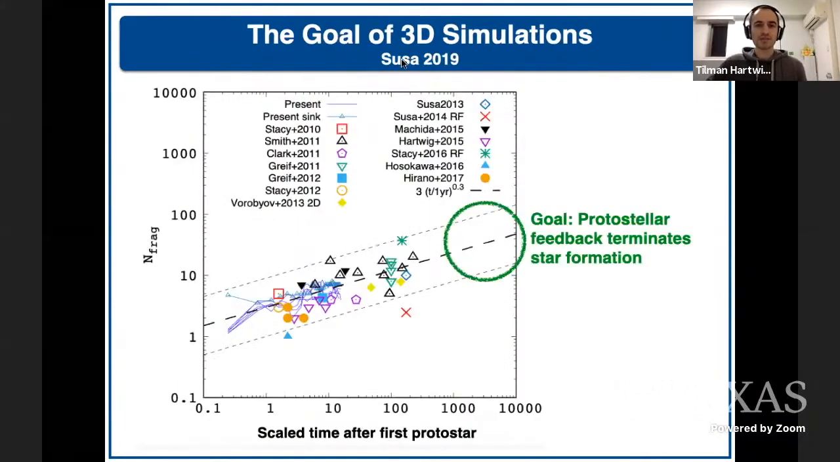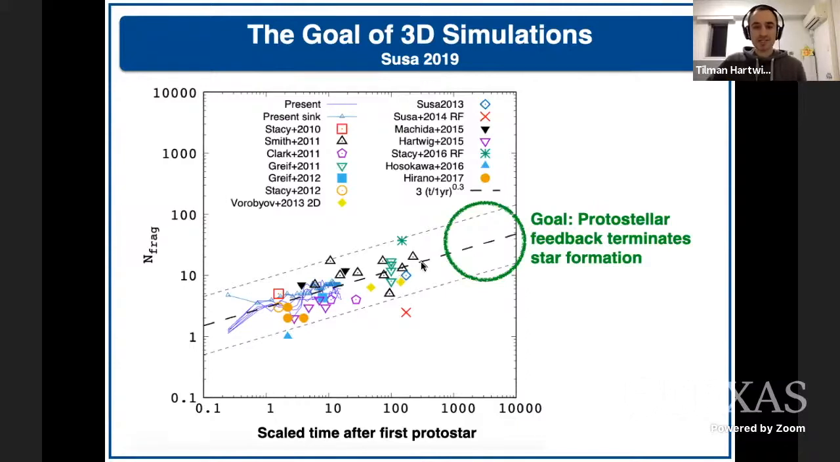And on this, Hajime Susa last year made a very nice, almost a meta study. So he came up with some scaling relations between the time and the threshold density that allows us to compare different simulations of POP3 star formation. And what we see here is the number of fragments as a function of time after the first protostar. And so what he shows is also analytically that there is some power law relation to the power of 0.3. And most simulations with very different codes and approaches follow this relation.